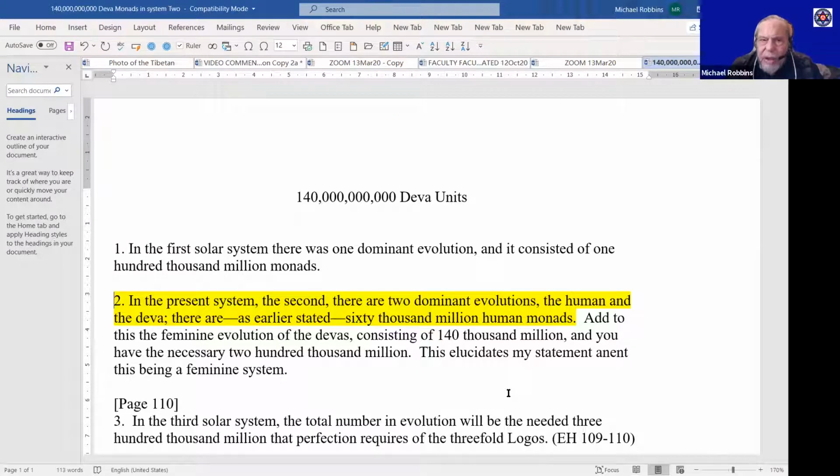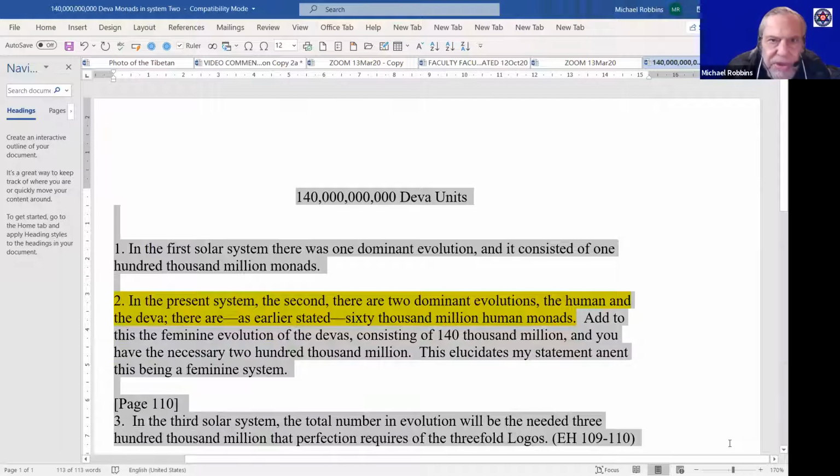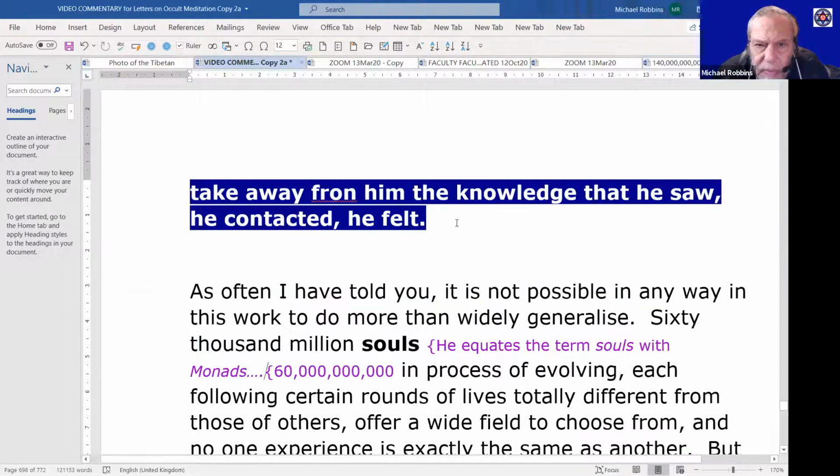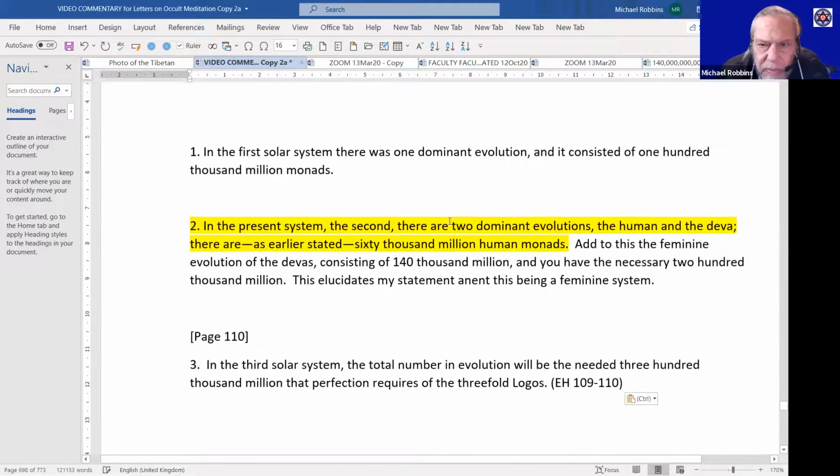So here we are talking about, apparently, the entire solar system. In the third solar system, the total number in evolution will be the needed 300,000 million, that perfection requires of the threefold logos. And maybe I can use this as a kind of reference. I think that would be important.